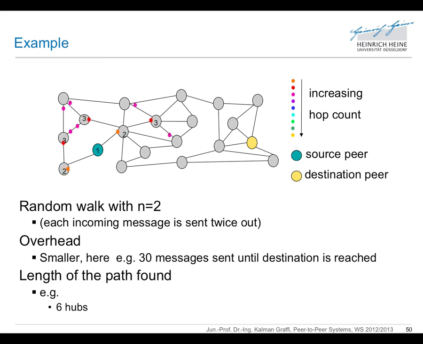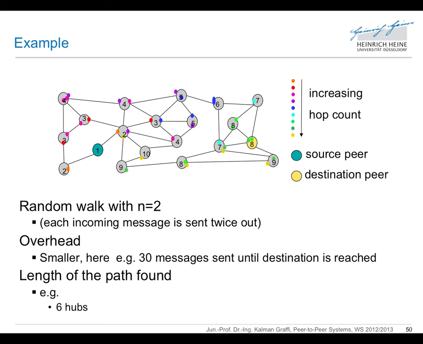Okay, so here it's split up into 2 messages every time, and you see it takes longer, and you have less communication, and in total a higher hop count. So what happened here: random walk with k equal to 2, every incoming message is sent out twice, and overhead is smaller. We only have 30 messages in this scenario in comparison to 43 last time, and we have a higher hop count. It should be 7, not 6. So less cost, but also more time used.